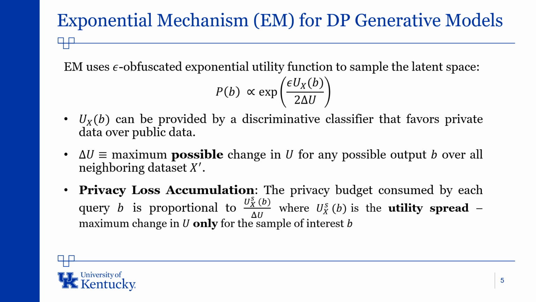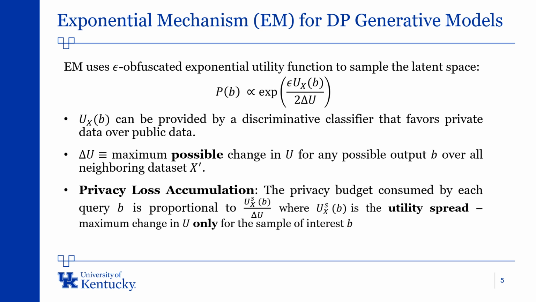Exponential mechanism for differentially private generative models. The exponential mechanism can be applied at the output stage of a generative model to get differentially private synthetic samples without disturbing its training process. It releases a sample b with the probability that is proportional to its utility value, obfuscated by the privacy parameter epsilon and then exponentiated.